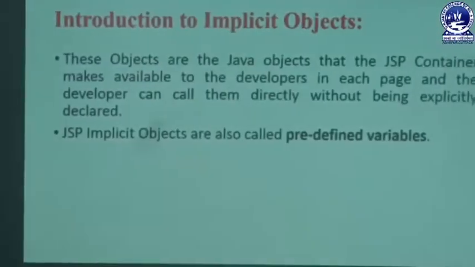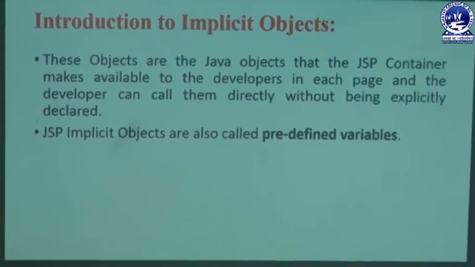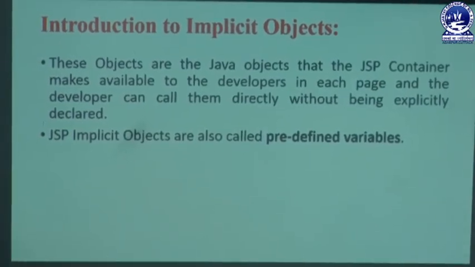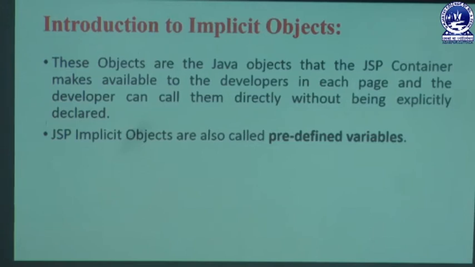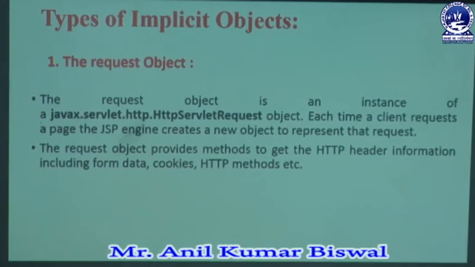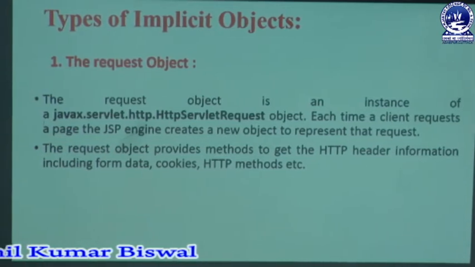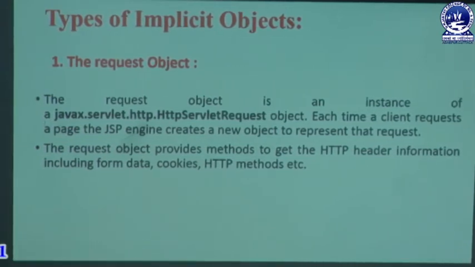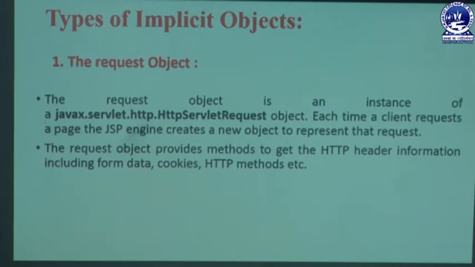Now we are going to discuss how to use them in our program and the different types of implicit objects related to JSP. Actually we have around 13 to 16 implicit objects in JSP, but today we are learning a few of them, and the other objects we will learn in a previous or next topic. Today we are going to learn the real use of the request object in JSP.